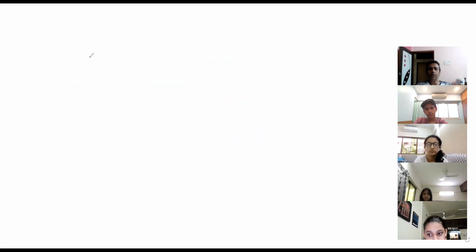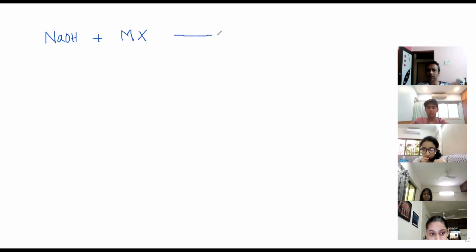Okay. Now the next is a base reacting with a metal compound. First we said a base reacting with ammonium salt. Now the second we're saying is base reacting with metal salt. So base, again I will take typically NaOH, and I will take a metal salt. In the metal salt, M is the cation, X is the anion. I don't care what X is. Here again X is not important.